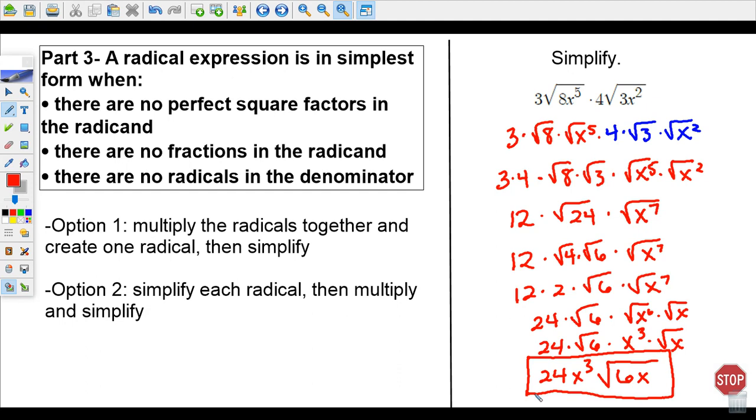I know that was a lot. There was a lot to that because we were putting everything that we learned together and a little bit more from part 1 and part 2, but I hope this helps you simplify radicals using all 3 conditions as well as rationalizing the denominator.